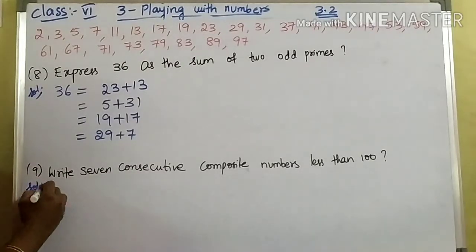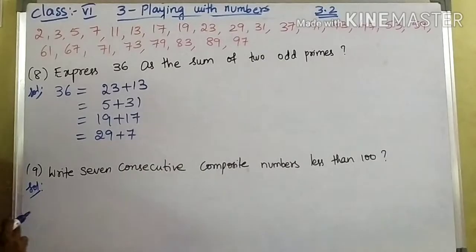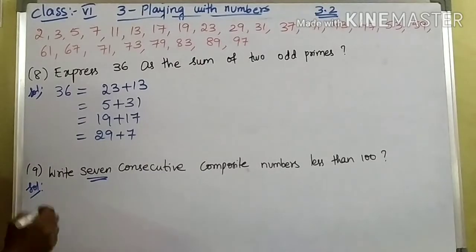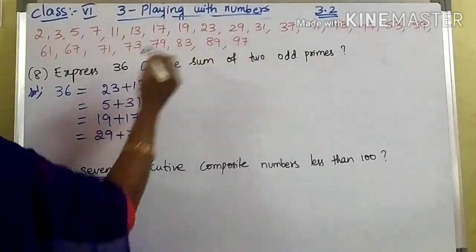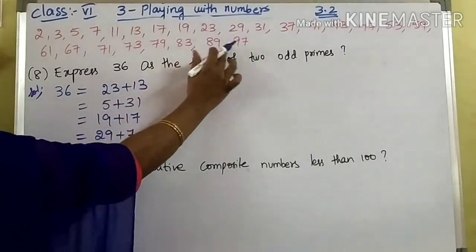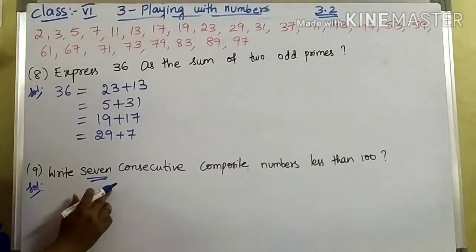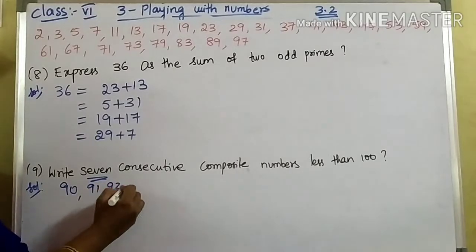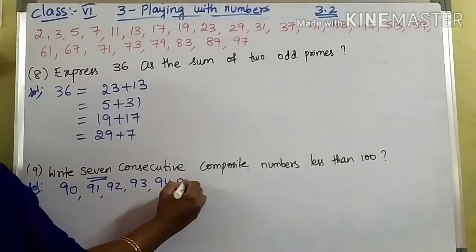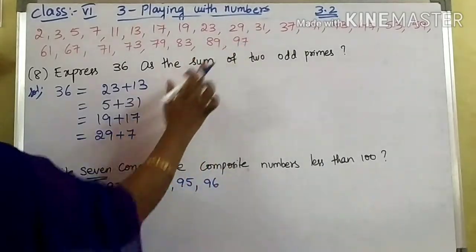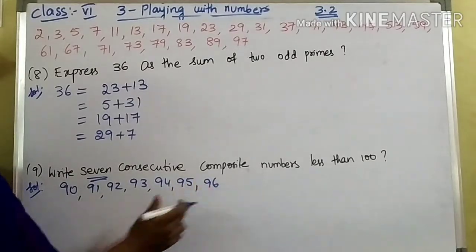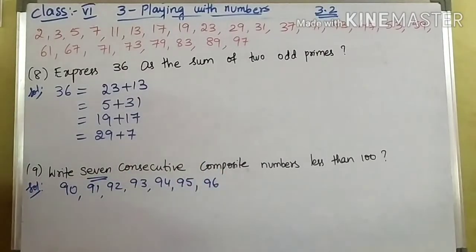Next, 9th one, write 7 consecutive composite numbers less than 100. Your 7 consecutive composite numbers you will get from 90 onwards. Before that, you will not get 7 between 2 prime numbers, except from 89 to 97. Here, 89, after that 90, 91, 92, 93, 94, 95, 96. Again 97 is a prime number. See how many you got here? 1, 2, 3, 4, 5, 6, 7. So 90 to 96 are the 7 consecutive composite numbers less than 100.